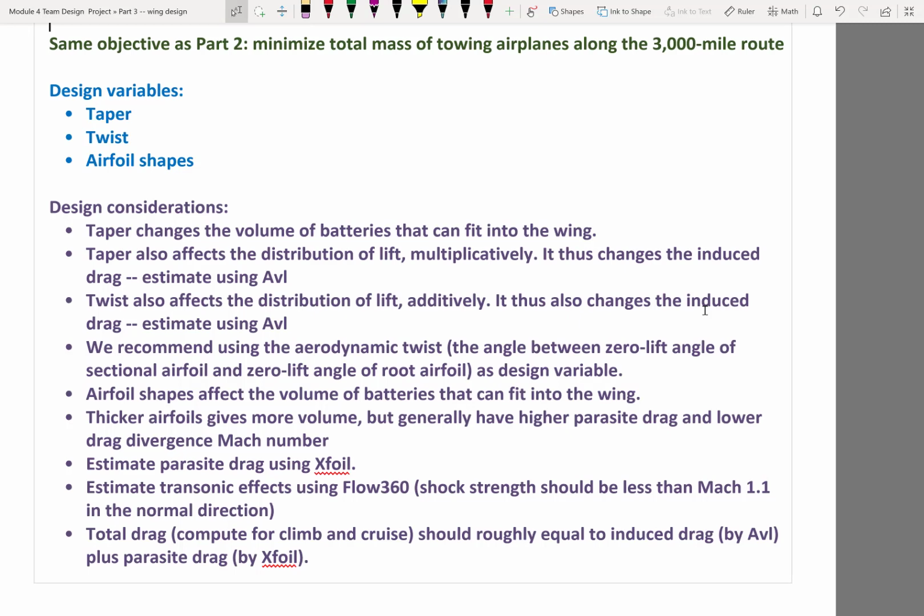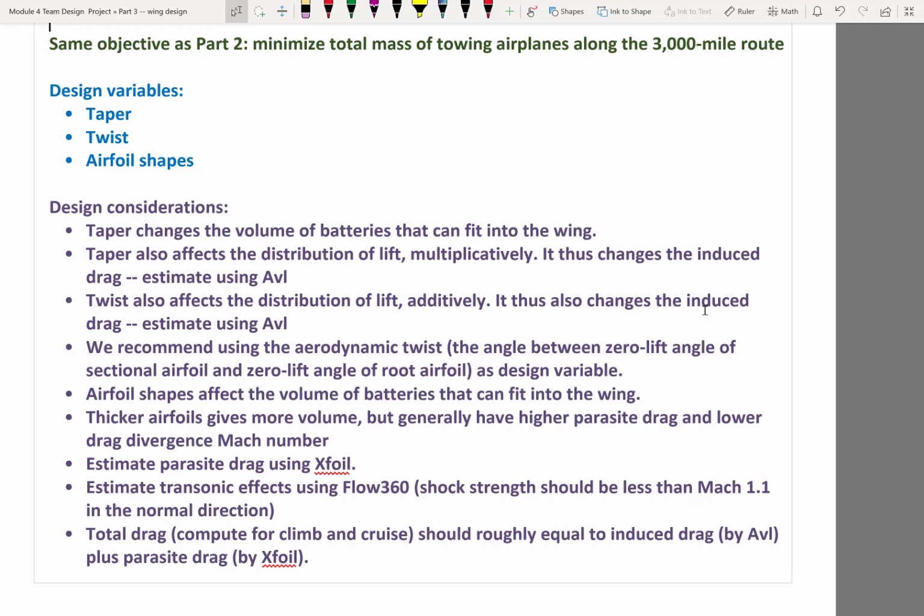The only problem is that XFOIL doesn't give you any wave drag from shock waves. Remember, we want to design the airplane so that the shock wave drag contributes very little to the overall drag. Otherwise, it's actually much less efficient. So I recommend you estimate transonic effects using Flow360.